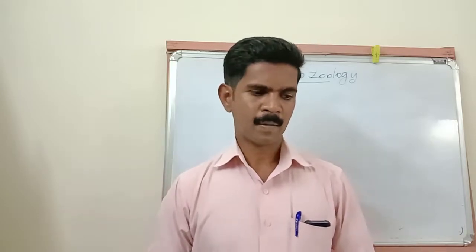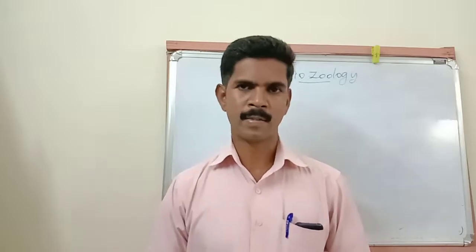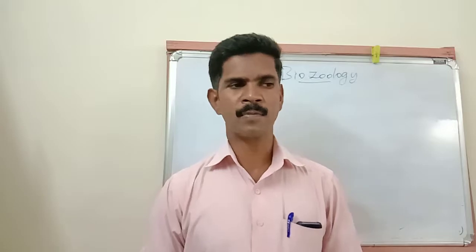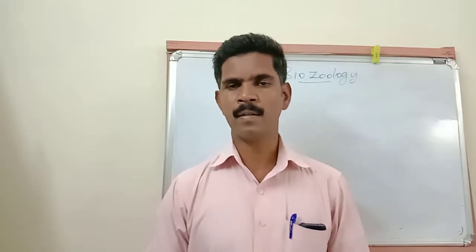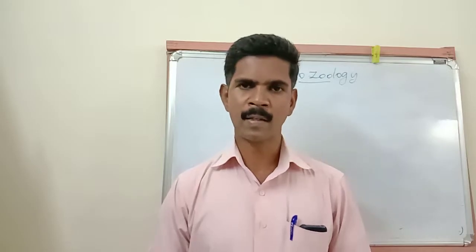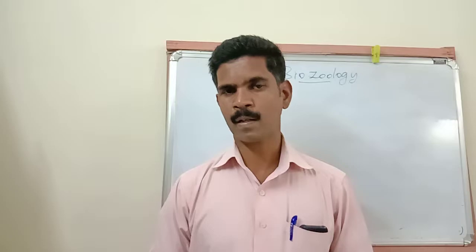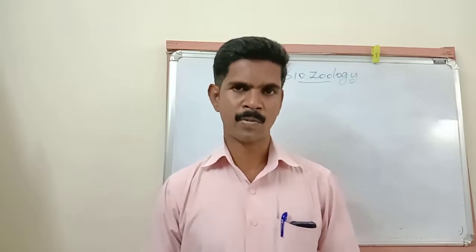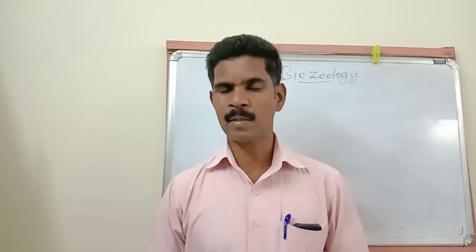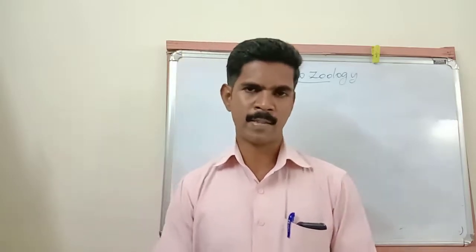Okay. In the last class we studied some important theories. What are the theories we have studied in the last class? The first theory is Lamarckism. Second theory, Neo-Lamarckism. Third theory, Darwinism. Fourth theory, Neo-Darwinism. And the fifth theory, mutation theory. So totally 5 theories we have completed in the last class. Hope you all studied these 5 theories.